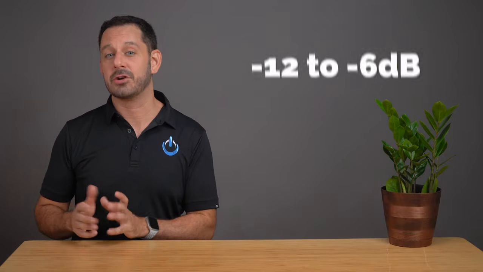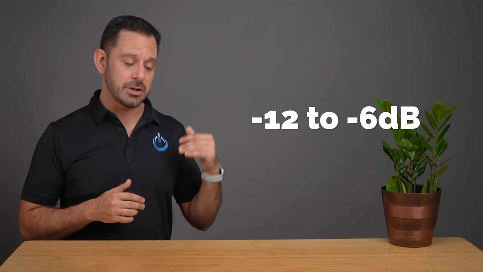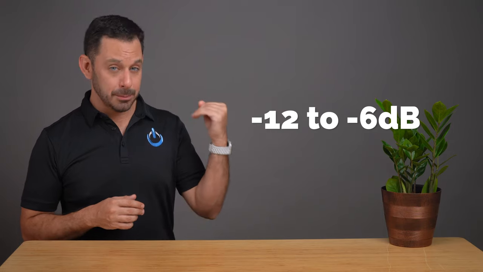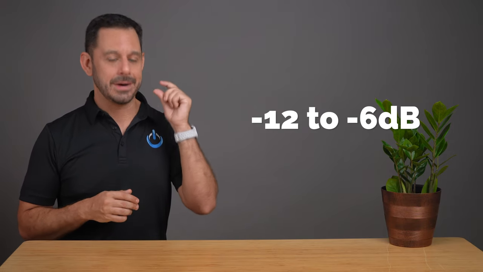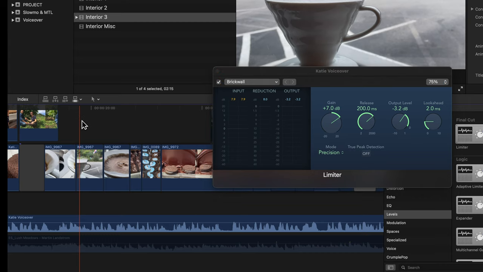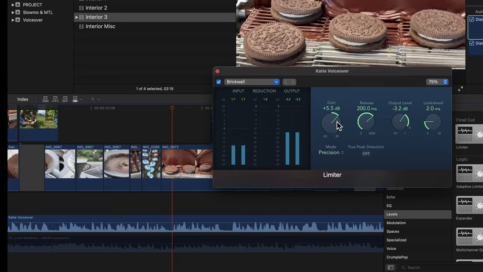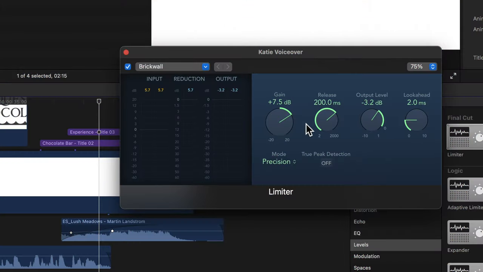And just as a reminder, we want it in the end to average around minus 12 to minus 6 decibels. Now, there can be moments where it goes a little bit above minus 6 decibels, but not by too much. So at this point, I'm going to move the playhead back, tap the space bar, and adjust the gain as the clip plays.